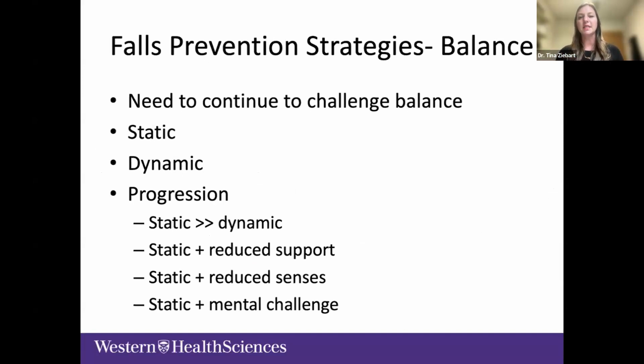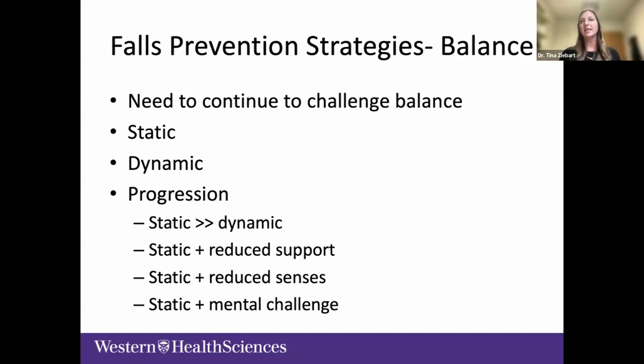So we do need to continue to challenge your balance. And so that can be through static or dynamic balance. Static is typically easier, and then progress to dynamic. Or you can do a static exercise with reduced support if somebody is feeling particularly challenged with their balance. Or you can do a static exercise that reduces their senses, which is a nice way to try to challenge these other systems that contribute to balance.